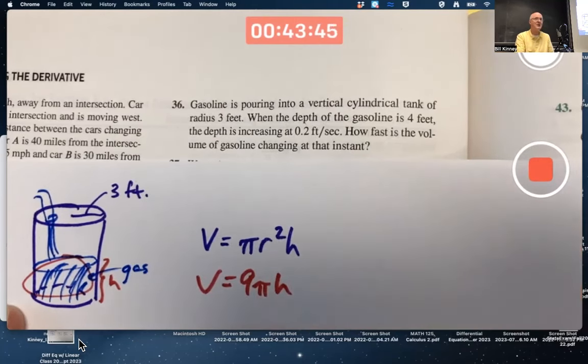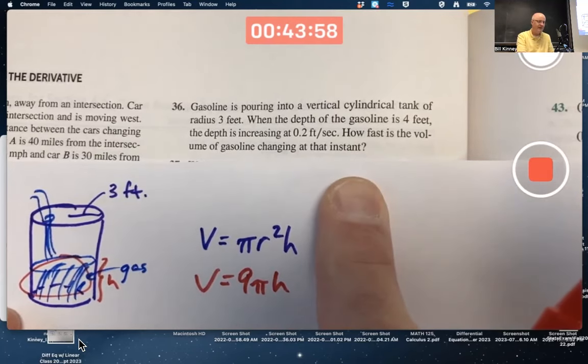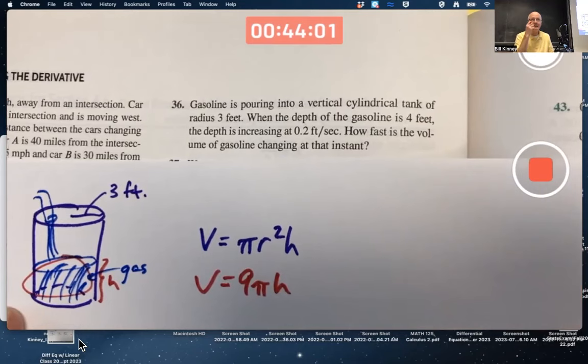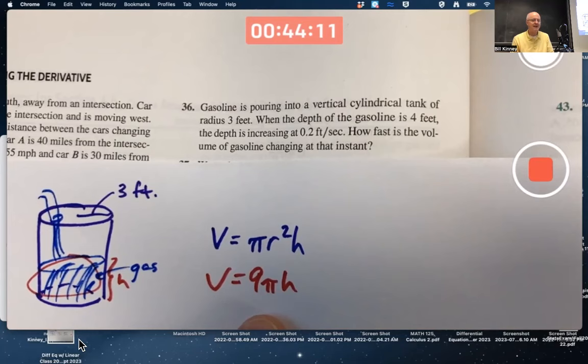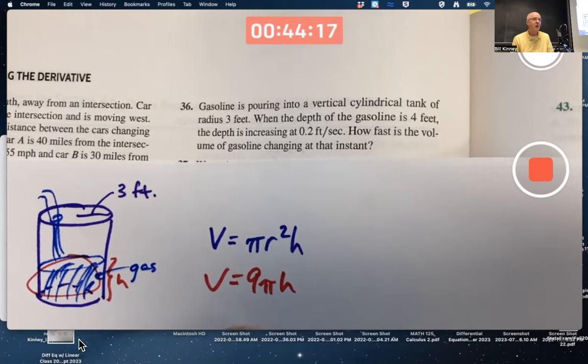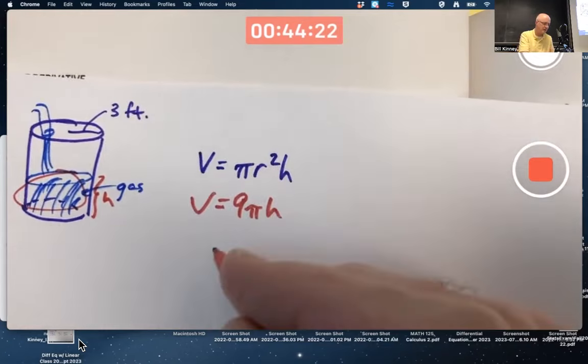You don't see time in this picture. It's in your imagination. V and H both depend on time. They're both functions of time. To find that rate at which the volume is changing with respect to time means I need to find the derivative of V, not with respect to H, but with respect to T. I don't differentiate this with respect to H and get 9 pi. That's not the answer. I assume both V and H depend on T, time, and I differentiate both sides with respect to T.